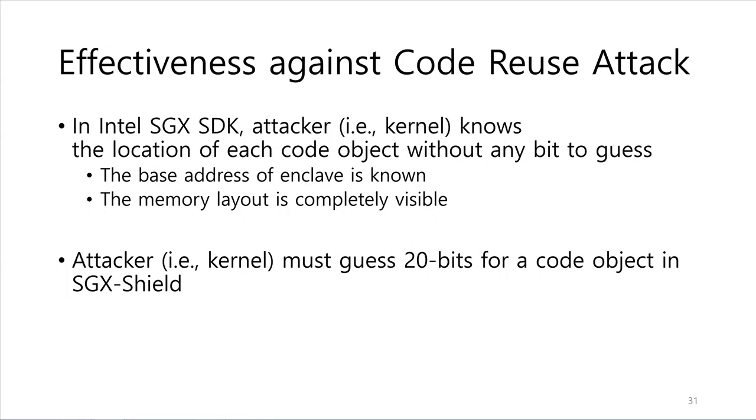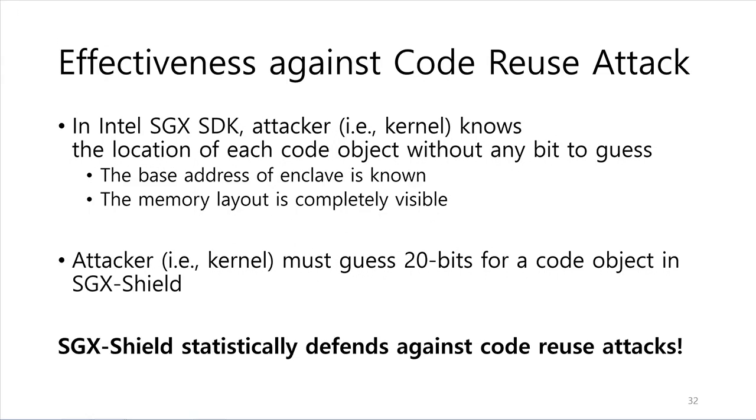To answer the first question, we conducted a security evaluation using code reuse attacks. We observed that in the current SGX SDK, the attacker, I mean the kernel, can easily know the location of each code object without any bit to guess. In fact, this is a very natural outcome. As I explained, the memory layout is completely visible. On the other hand, in SGX-Shield, the attacker must guess 20 bits for each code object. So it means SGX-Shield can effectively and statistically defend against code reuse attacks.